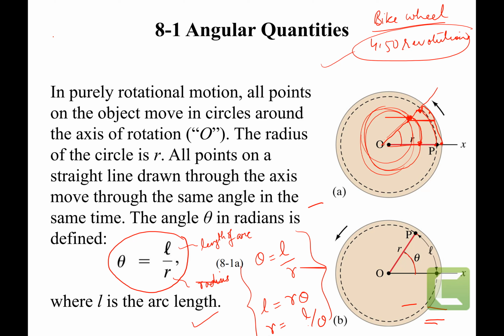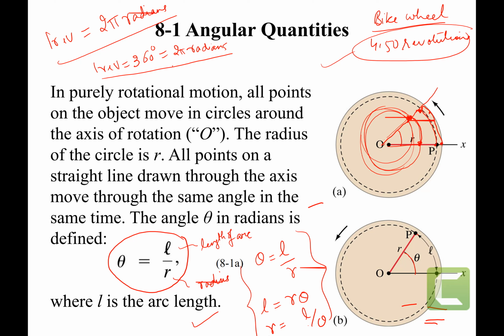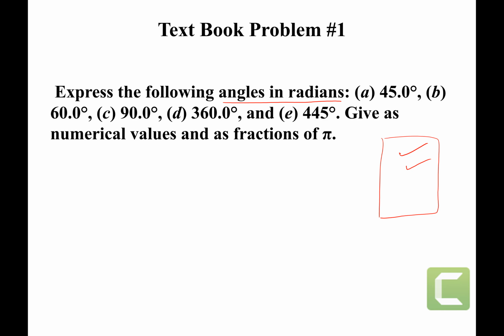And we know one revolution means a complete circle, that is 2 pi radians, right? So one rev is 2 pi radians, or you can say 2 pi rad. That is also, one rev is equivalent to 360 degrees, which is 2 pi radians. So we can basically convert from degrees to radians. That is what we are doing in this problem.